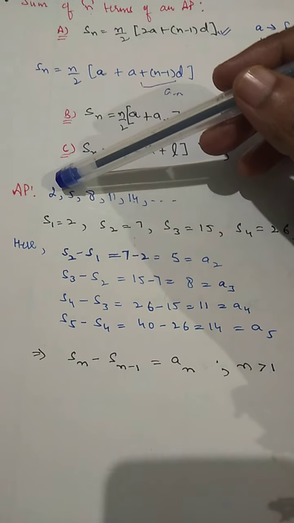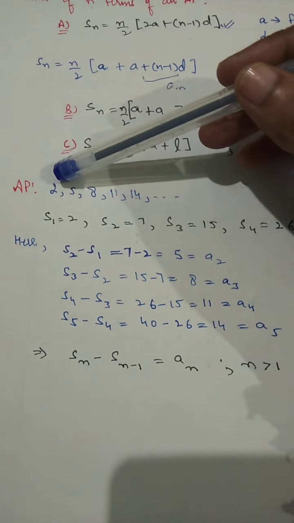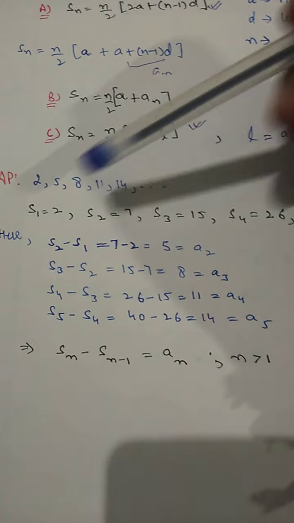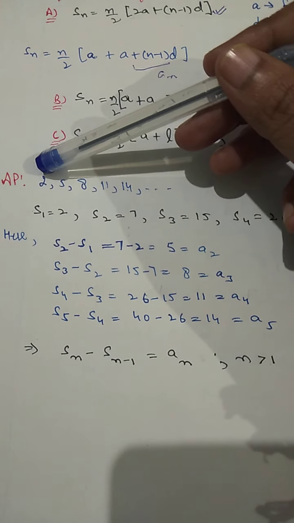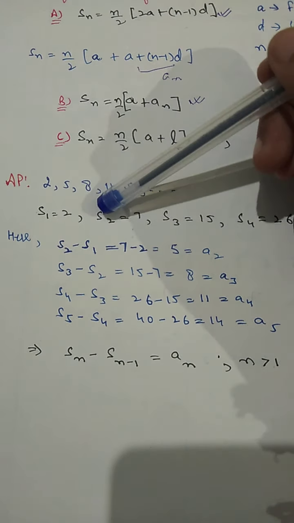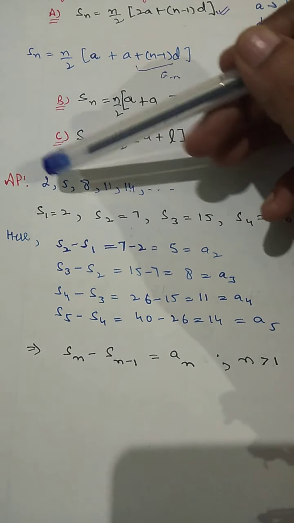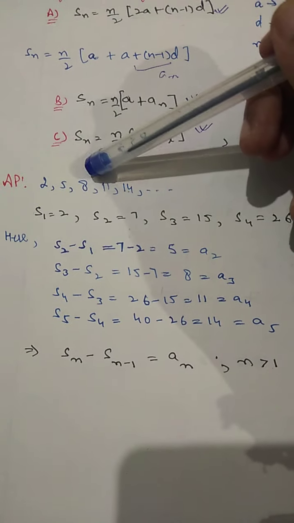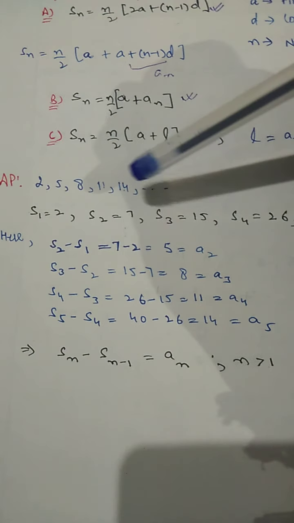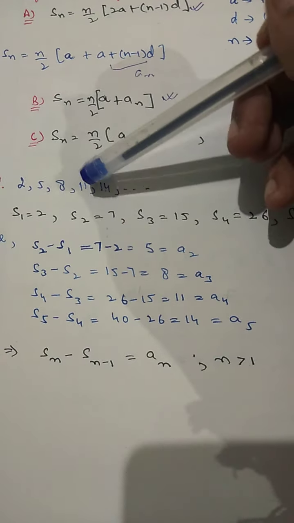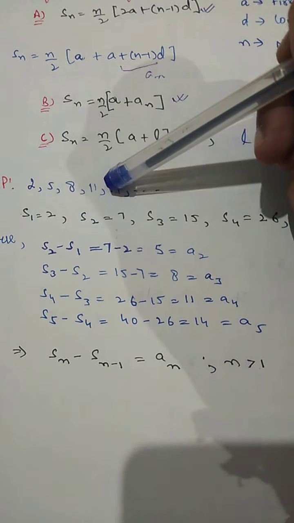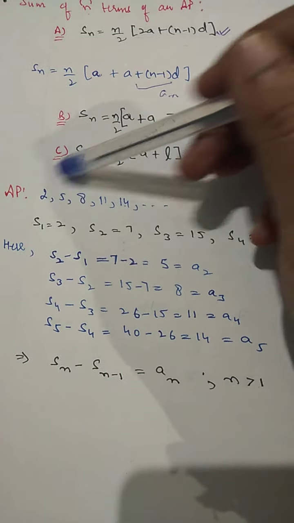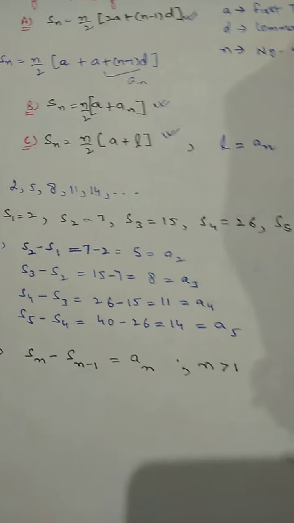Suppose we are given an AP like this. Here we have taken an AP as 2, 5, 8, 11, 14, and so on. So here S1, that is the sum of the first term, is 2. S2, the sum of the first two terms, is 5 plus 2, 7. S3, the first three terms, is 8 plus 5, 13, plus 2, 15. S4 is 26, that is the sum of the first 4 terms. S5 is 40, which is the sum of the first 5 terms of this AP, and so on.